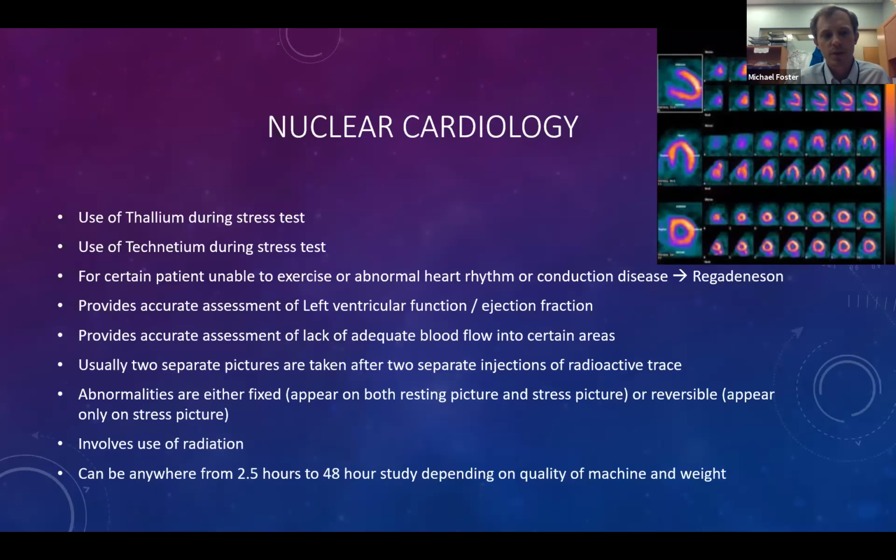So if the patient can exercise, we always prefer that because then we get to see their functional status. But for certain patients, we understand that they can't exercise due to limitations, either joint or due to heart rhythm problems. And we can give those patients a medication that dilates the arteries around the heart called regadenoson.